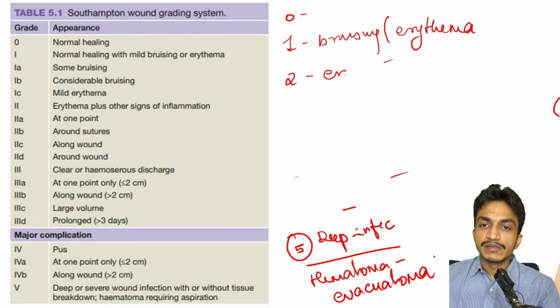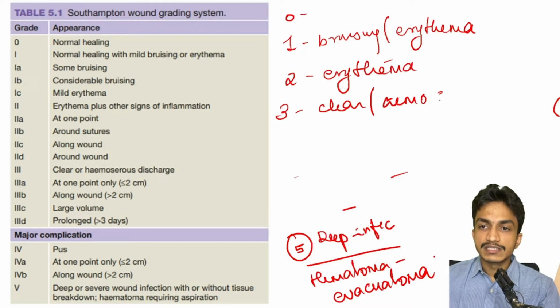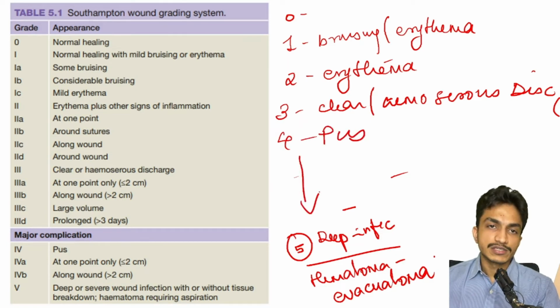Then there will be erythema along the wound or along the sutures. Then there will be clear or serous discharge. Then it will be pus, and lastly deep infection. So that is the Southampton wound grading score.